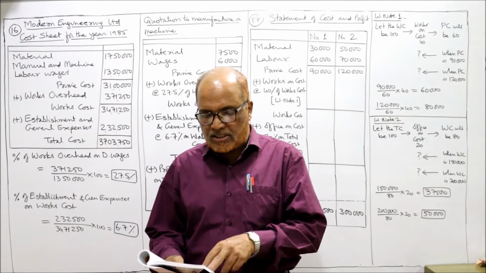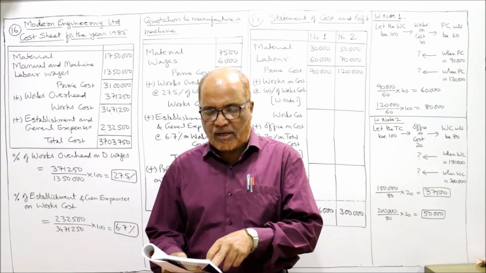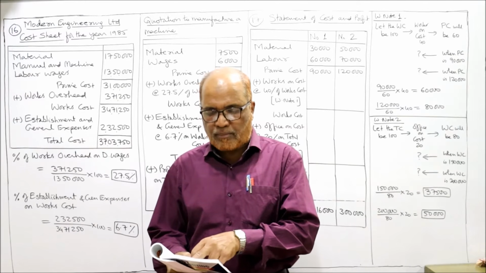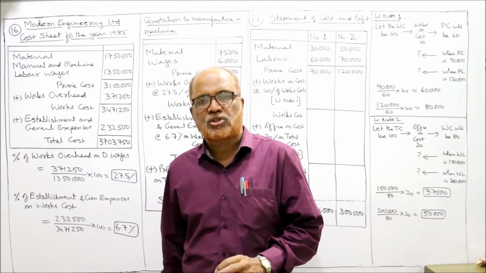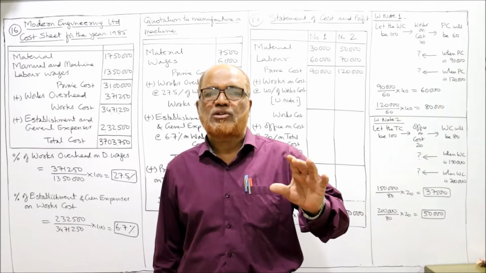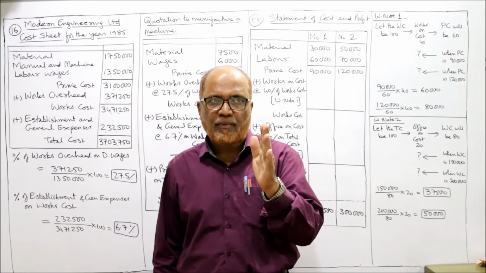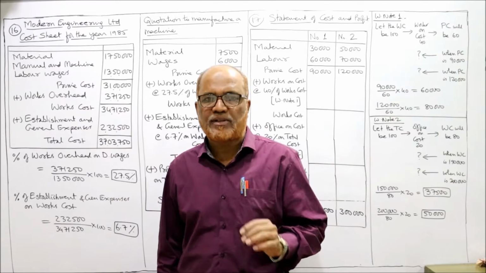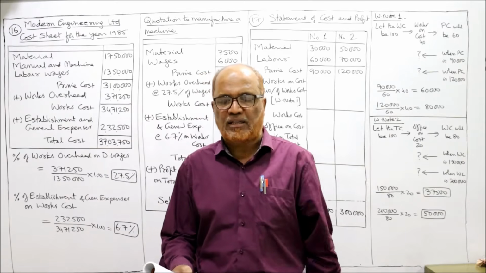Then show the works cost and total cost. The percentage that works overhead cost bears to the manual and machine labor wages, and the percentage that the establishment and general expense bear to the works cost. So after making the cost sheet, we have to calculate two percentages: percentage of factory overhead on direct wages, and percentage of administration overhead on works cost. It is asking in the problem.